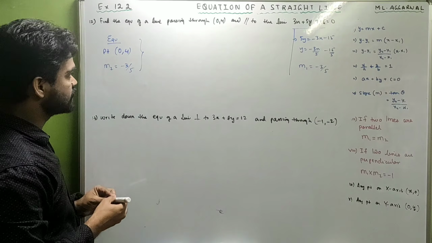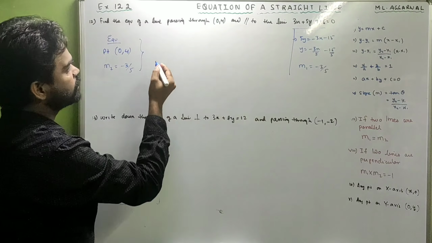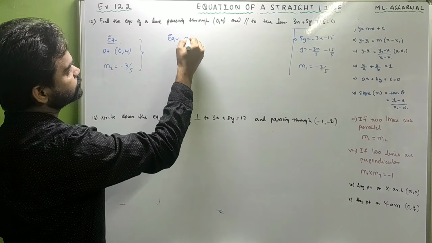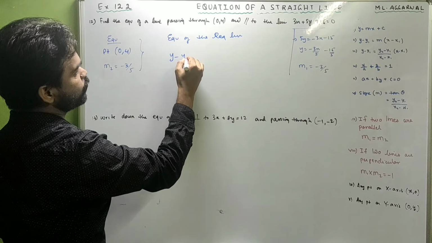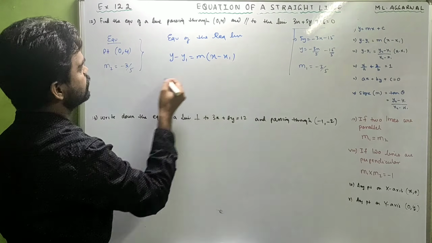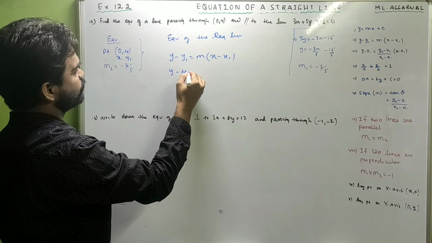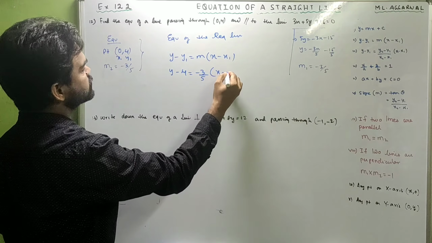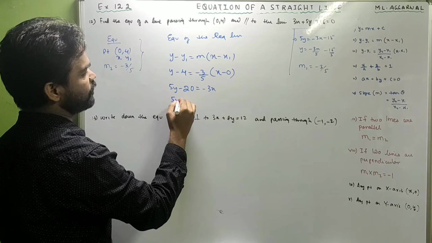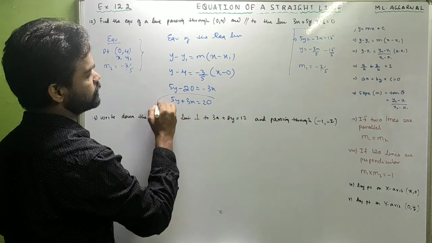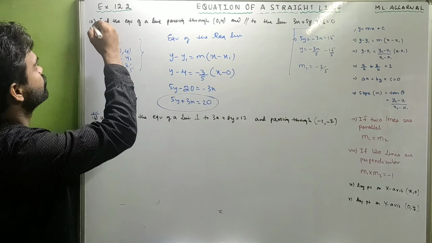Now we know a point and we know the slope, so we'll use the point-slope form, which was the second one over here. The equation of the required line is y - y1 = m(x - x1), where (x1, y1) is the given point and m is the slope. So y - 4 = -(3/5)(x - 0). 5 comes over here: 5y - 20 = -3x, or 5y + 3x = 20. So that's your equation. Done. Very easy.